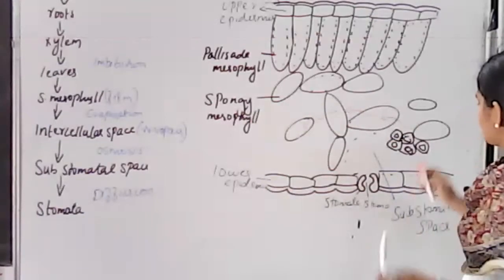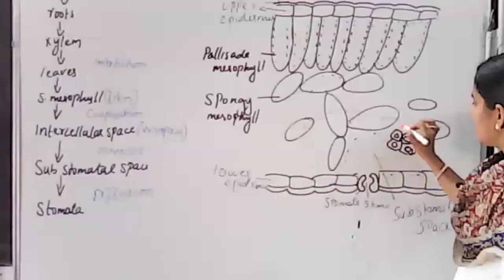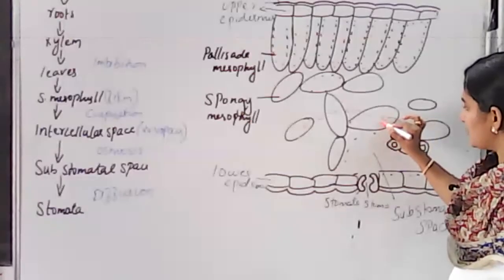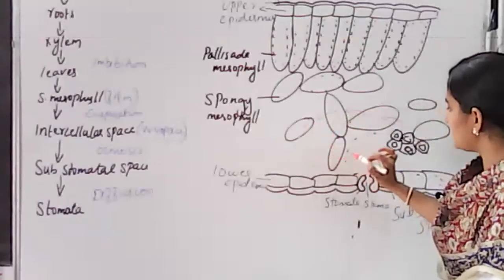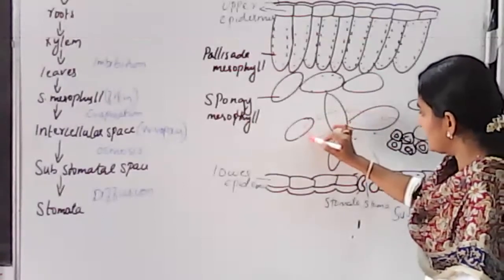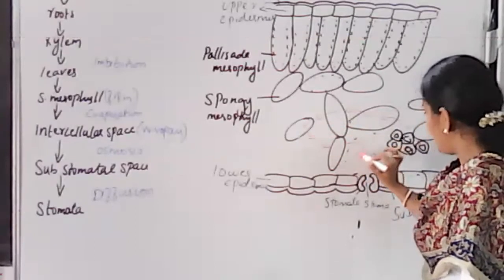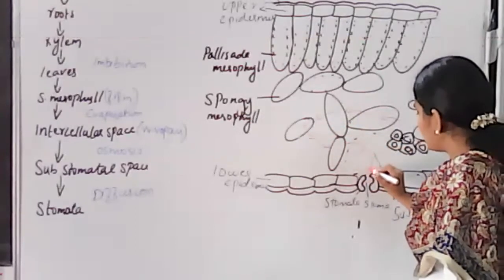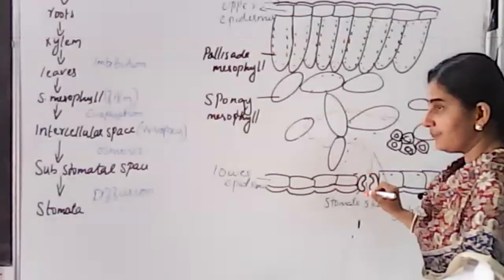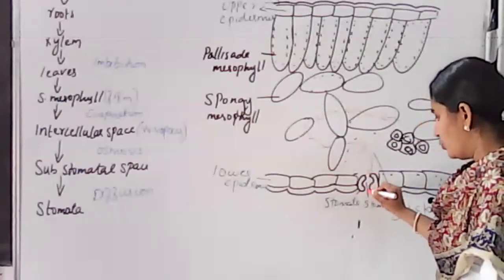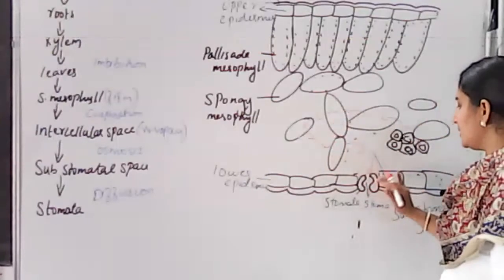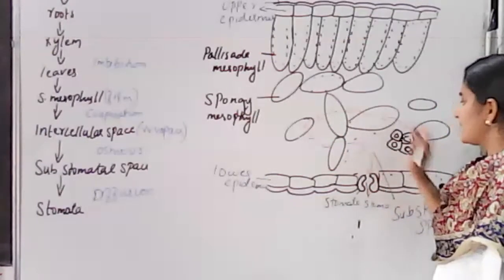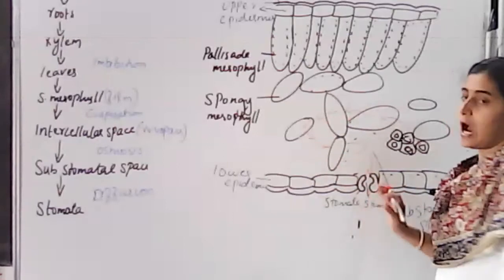So the water which is carried by xylem cells is carried towards the spongy mesophyll cells. From the spongy mesophyll cell it reaches the intercellular space. From the intercellular space it is carried towards the substomatal space, and from the substomatal space it is carried in the form of water towards the outside. This is the pathway through which water is carried from xylem cells through the leaves to the outside.